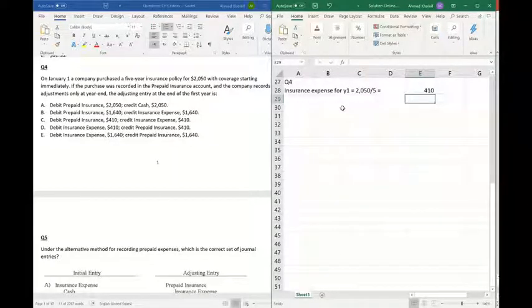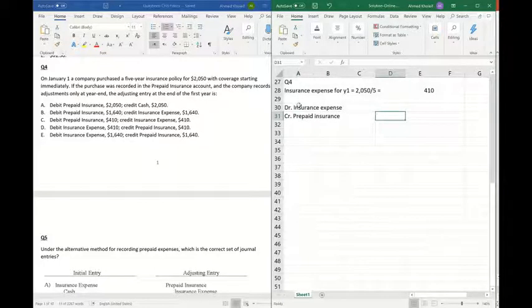So it's mainly 410, and then we make the adjusting entry here, which is debit insurance expense, and the credit is prepaid insurance. This is mainly for the amount of insurance that the company used during the first year.